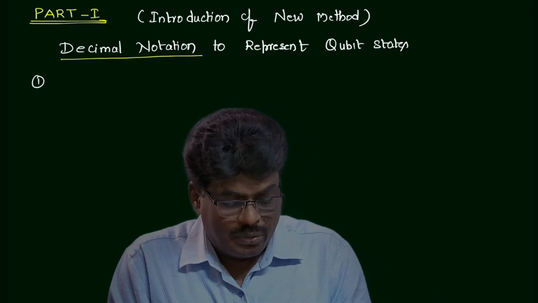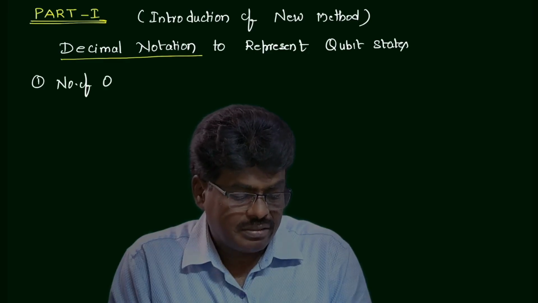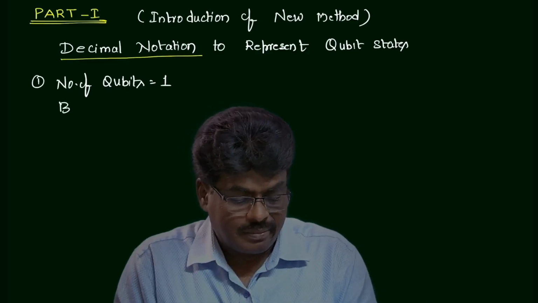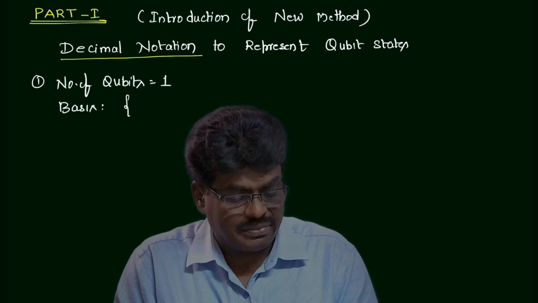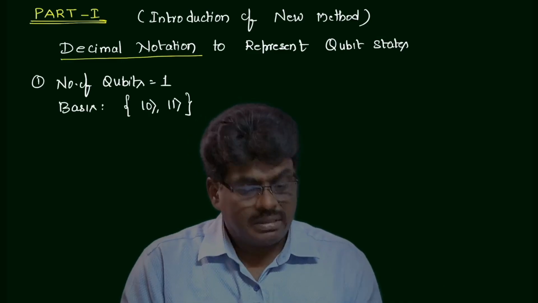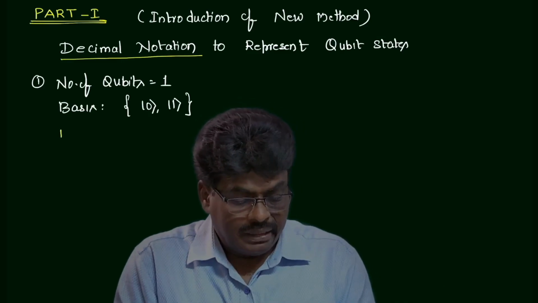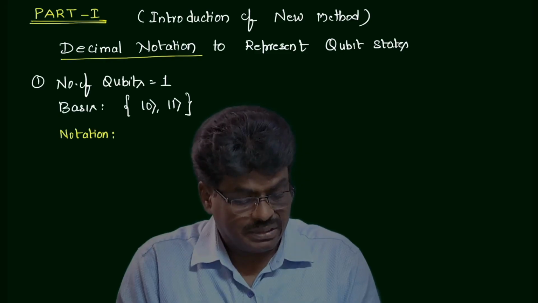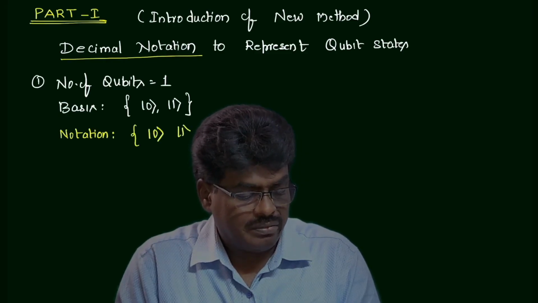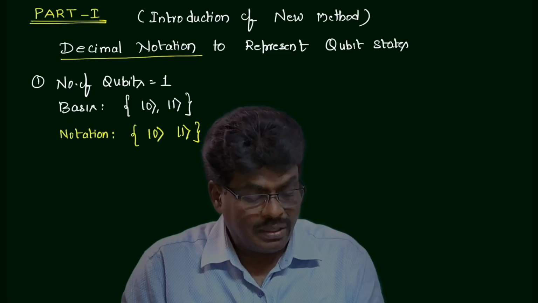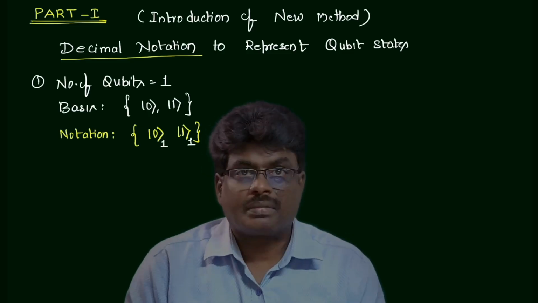For example, you have number of qubits as a 1. That means we have 1 qubit. Then base states. You know what are the base states for this? That is ket 0 and ket 1. These are binary numbers 0 and 1. But here in the notation, I'm going to use this in a decimal notation, that is a 0 and a 1. That 0 and 1 are a decimal only. Okay. So to represent there exists a 1 qubit, I'm using this as suffix 1.